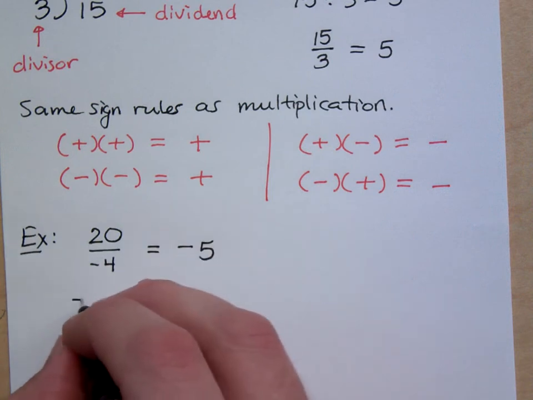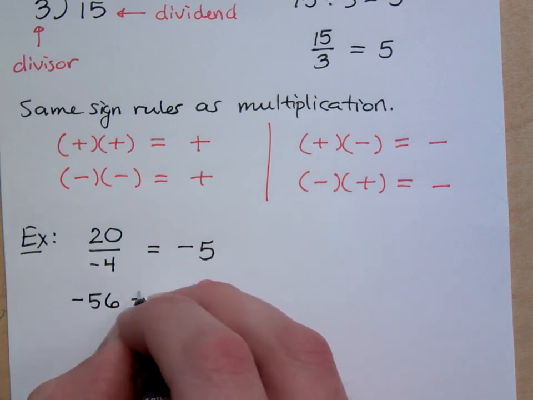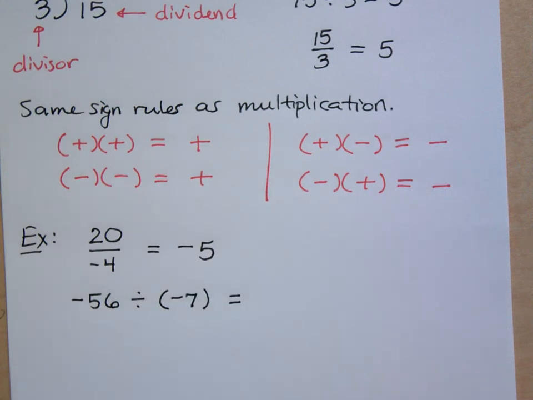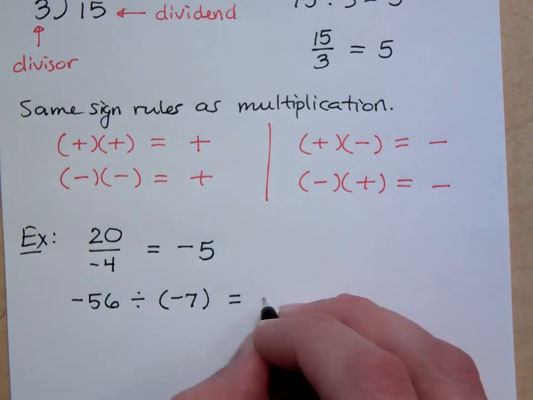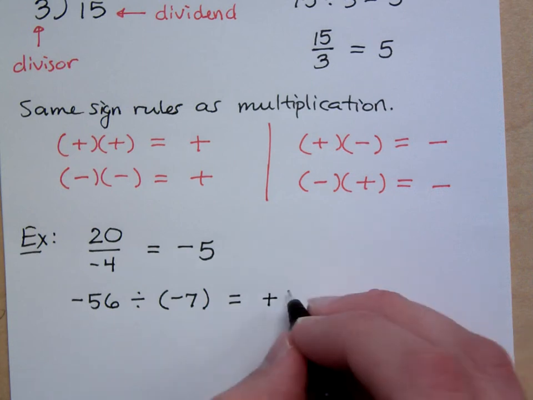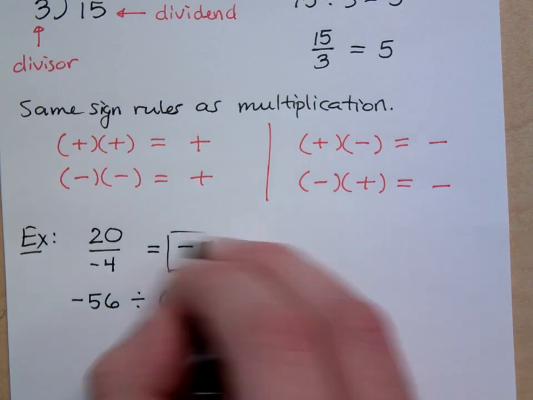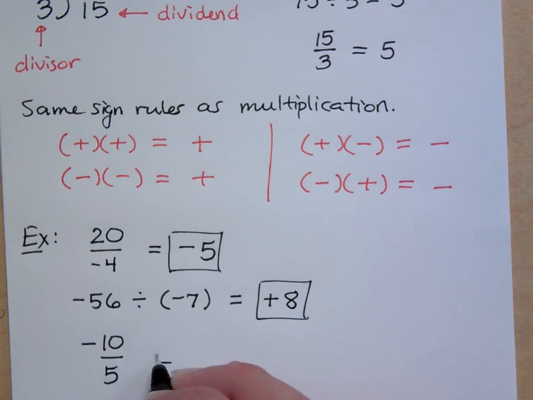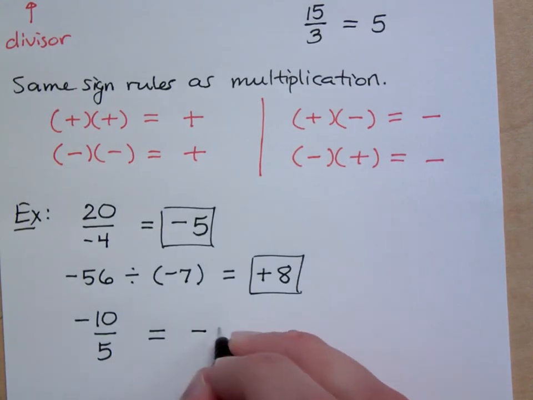If I have negative 56 divided by negative 7, what is the sign of my answer? It's going to be a positive. You have a negative divided by a negative. So it should be a positive, and what's 56 divided by 7? 8. So just like that, right? If I have negative 10 divided by 5, what is that? It's going to give me negative 2.